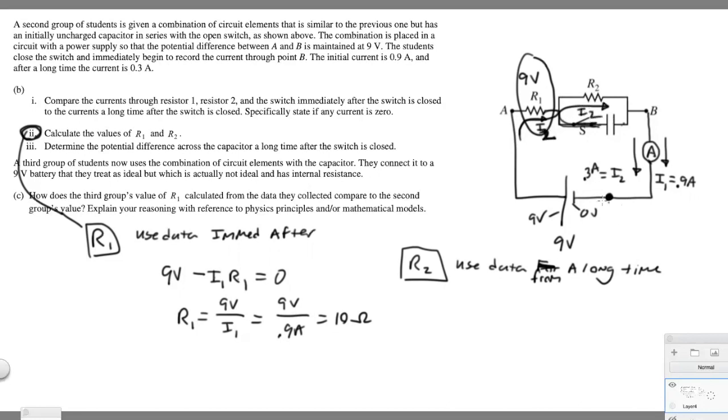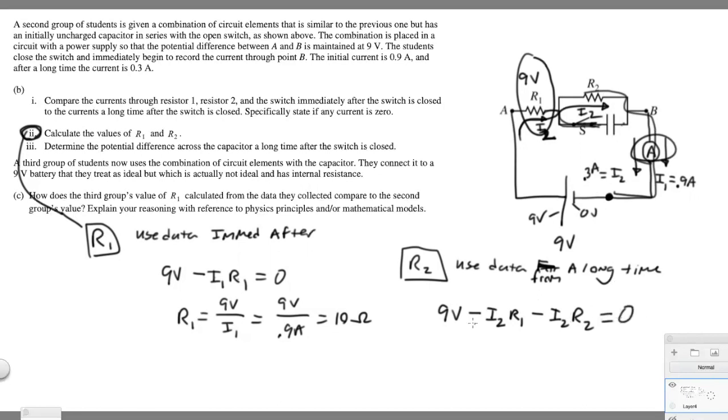So let's use Kirchhoff's loop rule. Starting right here, we gain 9 volts crossing the battery. We're going to lose some volts across R1. That's going to be minus I2 R1. And then we're going to lose more volts across the second resistor, minus I2 R2. And then we're back to where we started. Ammeters have no resistance, so there's no voltage across the ammeter.